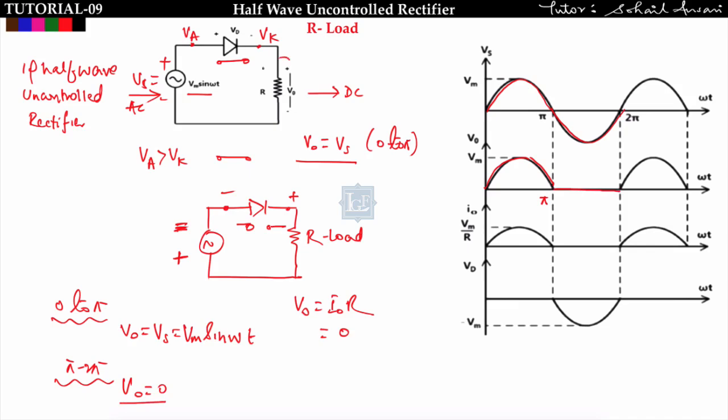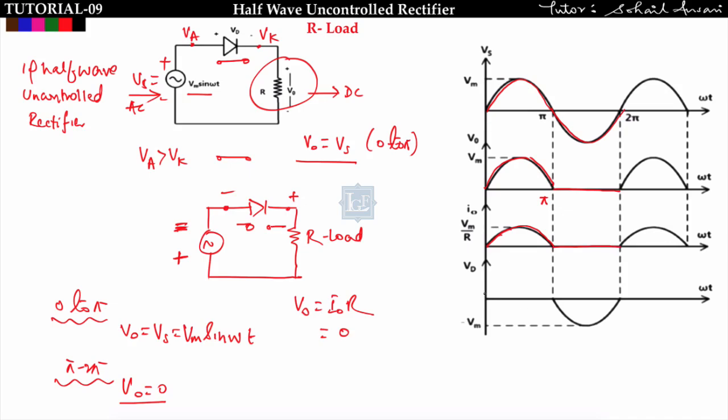Since it is a voltage source type of load, the output current will be similar to the output voltage. So the output current I will be equal to V0 upon R, and its waveform is similar to the output voltage waveform. From pi to 2 pi the output current will be 0.